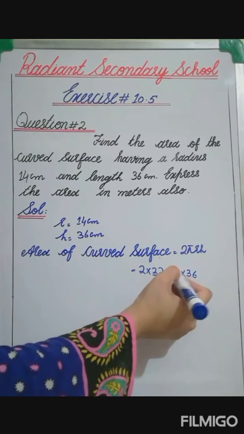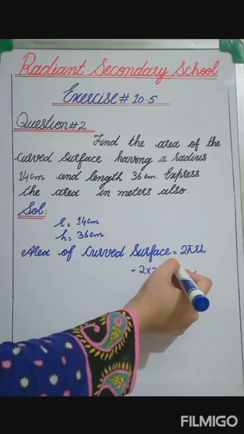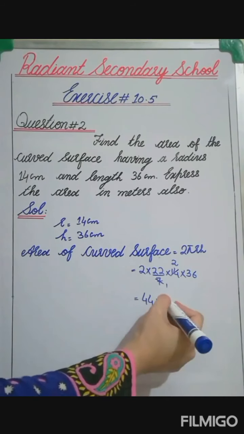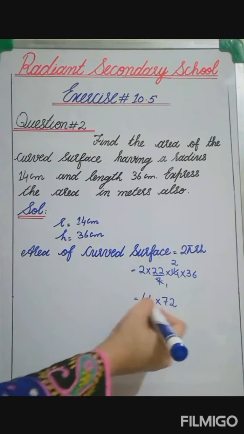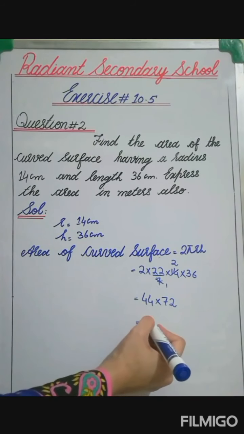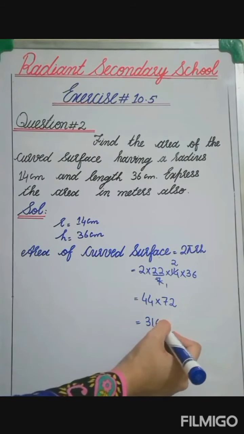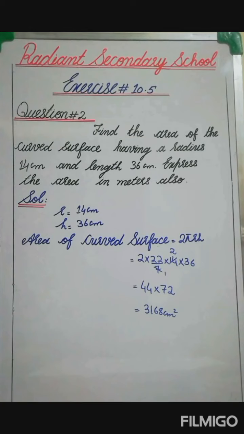7 ones are 7, 7 twos are 14. 2 into 22, then we get 44. 36 into 2, then we get 72. Now we will multiply 44 into 72, then we get the answer 3168 centimeter square.